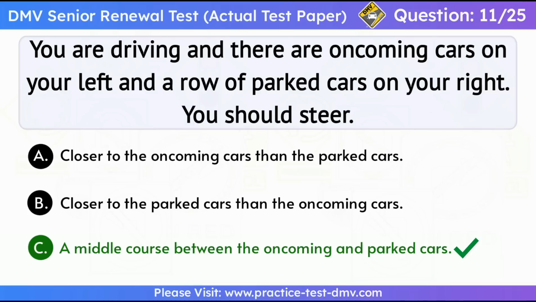If there are oncoming vehicles to your left and a row of parked vehicles to your right, the best thing to do is to split the difference. Steer a middle course between the oncoming cars and the parked cars.